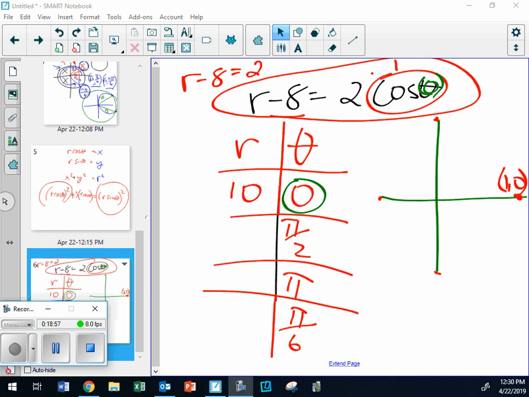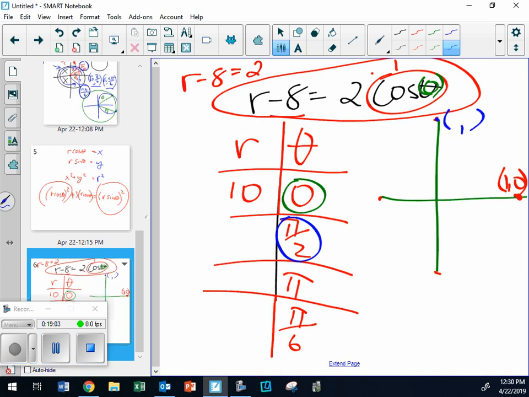Okay, student says I should take cosine of pi over 2, which is that spot. And then how'd you do that? Cosine of pi over 2. 0, 1. So it's 0. Awesome. So cosine of pi over 2 is 0. And then tell me what to do. So r minus 8 is now equal to 0. Add 8 to both sides. R equals 8. Did you have 8 for this one? Raise your hand if you did. Okay, good.